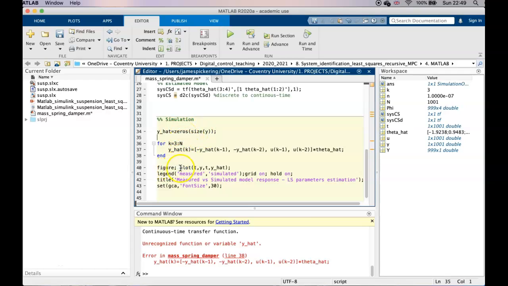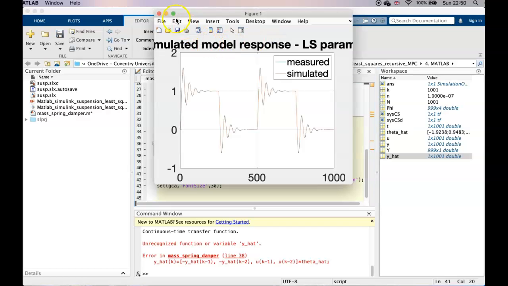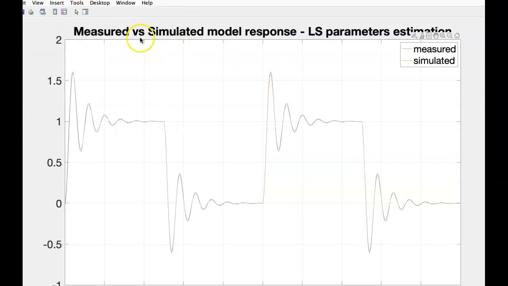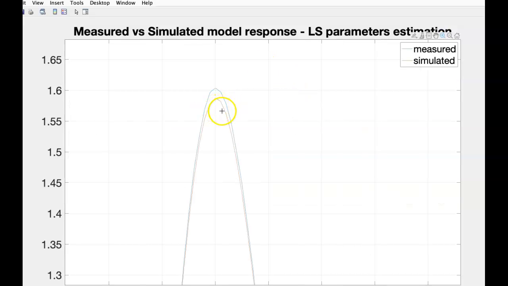And then what you can see here finally is that I'm plotting t, y, so effectively my original captured data from the real system, and then t and y hat, which is my estimated output. If I run that, what you can see on the legend is measured and simulated. Measured is from the real system, and simulated is from the estimated model. If I run that section, you'll then see this graph. And if we zoom in a little bit, you'll see the model's pretty good.